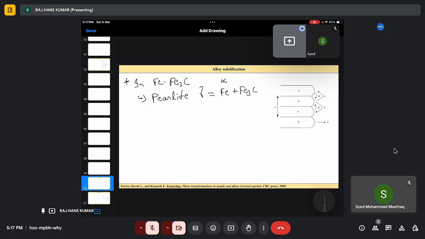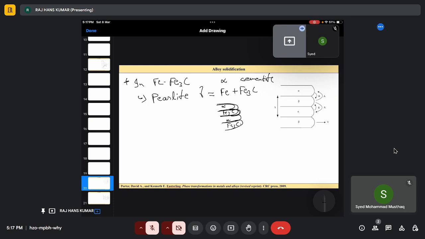So this is our cementite. And these are our regions, or we have a laminar structure. We have alpha iron, then we have Fe3C. Again, you have alpha, again you have Fe3C. So this is what we have seen.